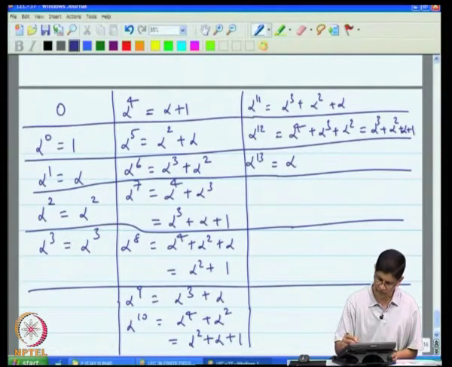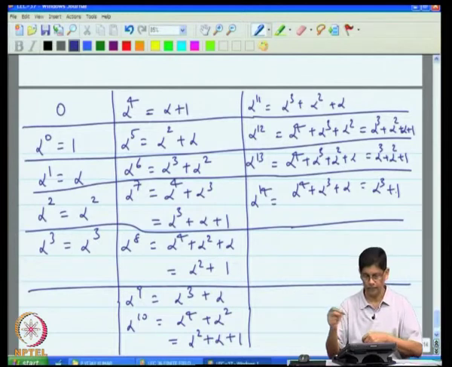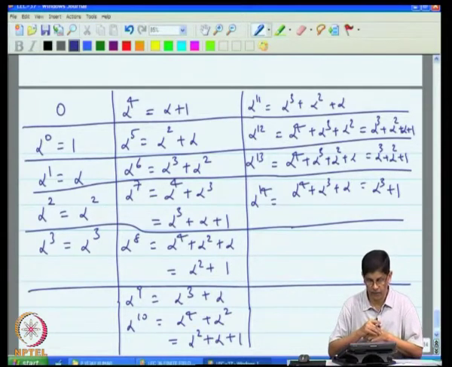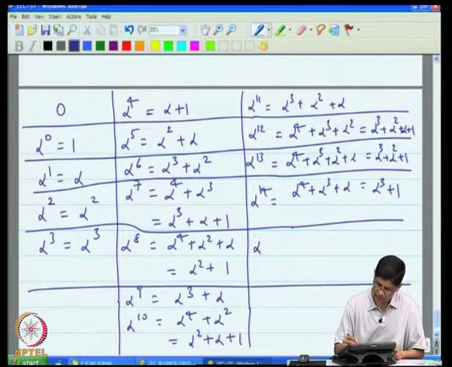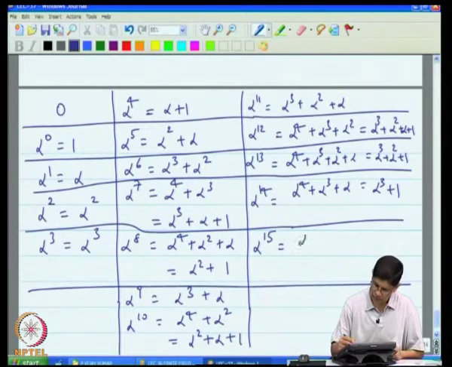Alpha to the 13 is alpha 4 plus alpha cubed plus alpha squared plus alpha, which is alpha cubed plus alpha squared plus 1. Alpha to the 14 is alpha 4 plus alpha cubed plus alpha, which is alpha cubed plus 1. Okay. Let us go one more step and then I will say what I was going to say. So, this is alpha 4 plus alpha, which is alpha plus 1, which is 1.